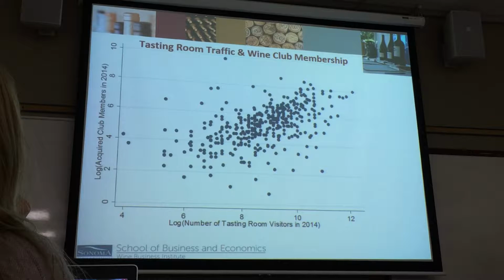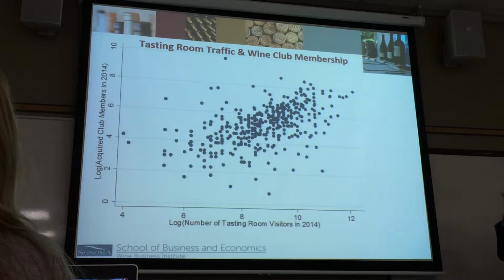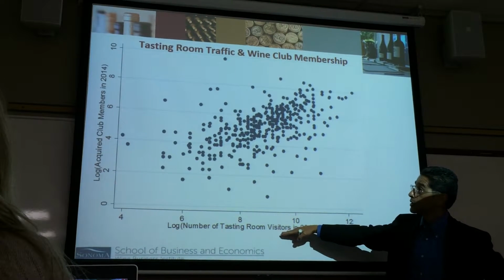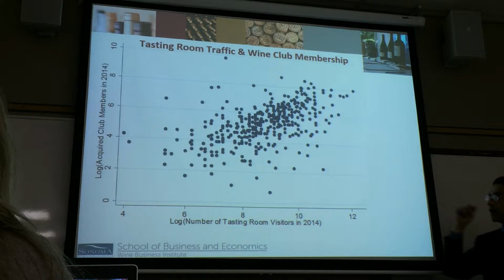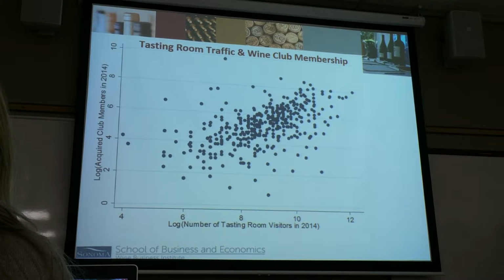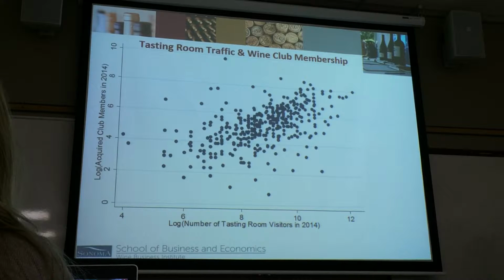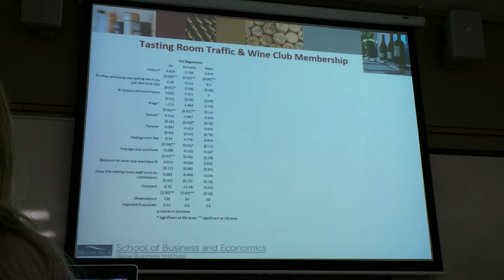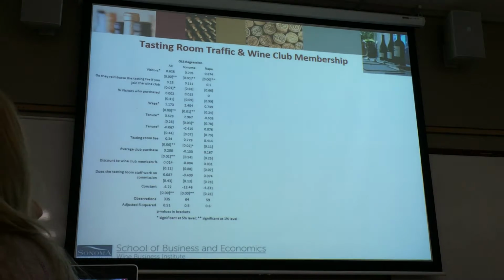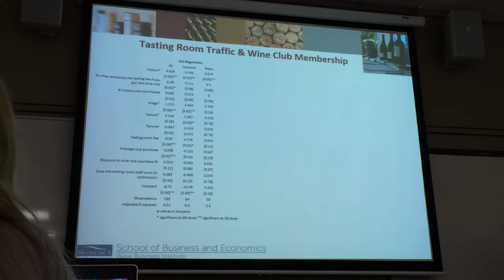We use it to calculate growth rates. In this case, I used it to normalize the data so I can see if there's a clear correlation between these two. So there's clearly a positive correlation between the number of tasting room visitors and the number of new club members you sign up. So now I could run a regression, a nice big multiple regression, similar to what we've been doing. And here are our regression coefficients, and we'll go over these in a minute.